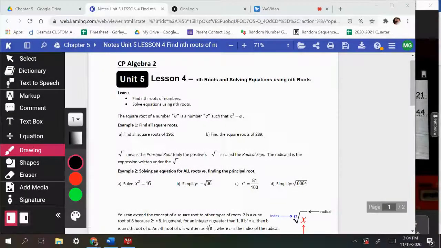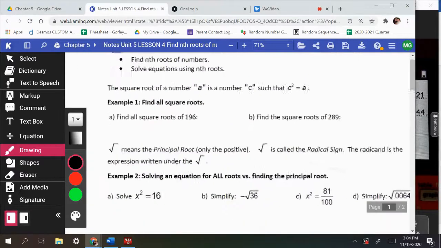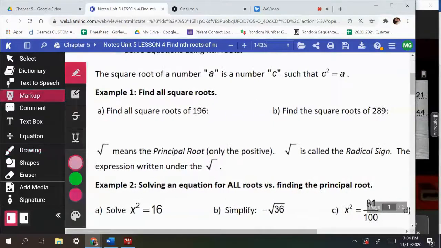Hi everyone, today we're going to be finding nth roots of numbers and solving equations using nth roots. Let's keep in mind that the square root of a number a is a number c, such that c squared equals a. Remember, square roots and squaring are inverse operations.